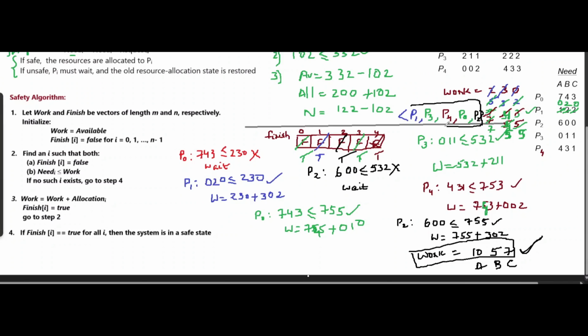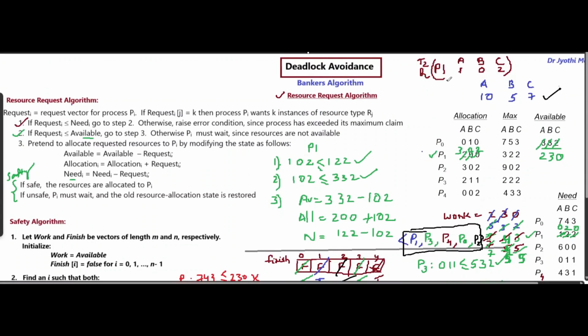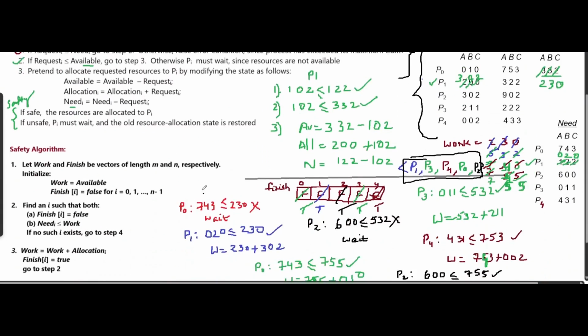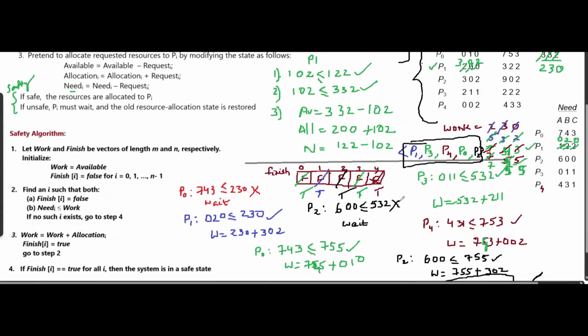That means after allocating the resources requested by P1, following this algorithm, we got the updated values like this. After getting the updated values, by passing through the safety algorithm, we were able to get one safety sequence like this. Did you see? Then we can say the system is in a safe state, and the resources requested by P1 can be allocated to the process P1 because it is not leading to a deadlock state. I hope you all are clear with this one.